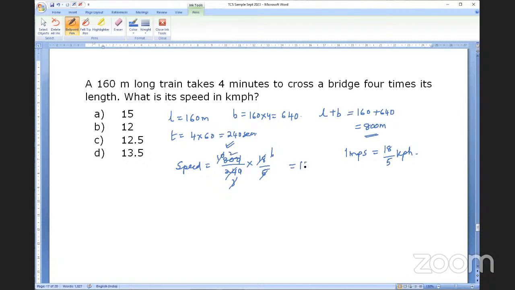6 into 2 is 12. That means the speed of the train is 12 kilometer per hour. That is option B.